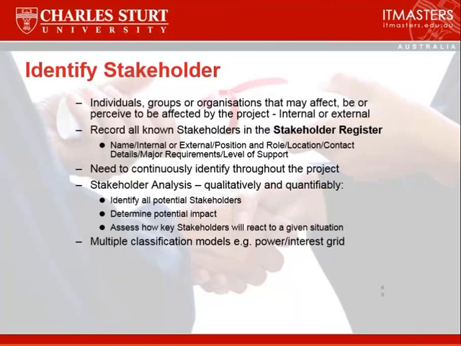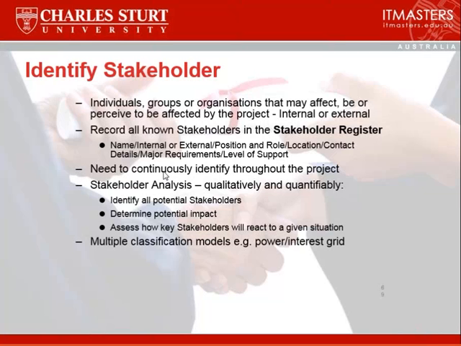So the first process identifies stakeholders, and that includes individuals, groups, organizations, anybody out there or any group out there that may be affected or perceived to be affected by the project. They can be internal to the organization or external. It could be a community group, it could be the government, or it could be just one of your colleagues in another department. You need to record all your known stakeholders in the stakeholder register, and this is some of the types of information you might include in the stakeholder register. You need to continuously identify these throughout the project because new stakeholders will crop up. Some will become more interested, some will become less interested.